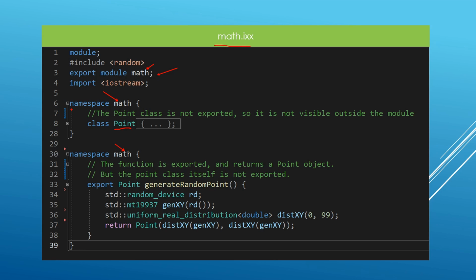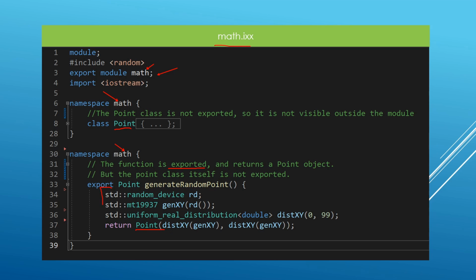But look what we have down here. We have another namespace block. The function is exported and returns a Point object, but the Point class itself is not exported. So what do you expect to happen if somebody calls the generate random point function here? The body of the function is not really important. The important thing is that it returns a Point.